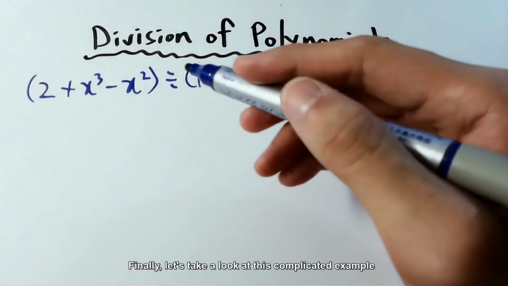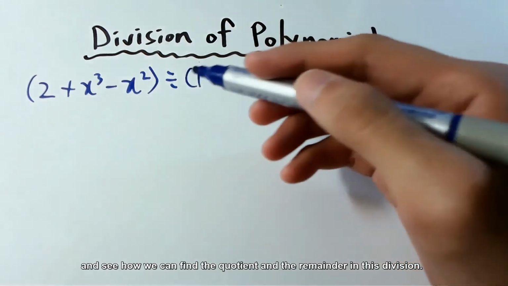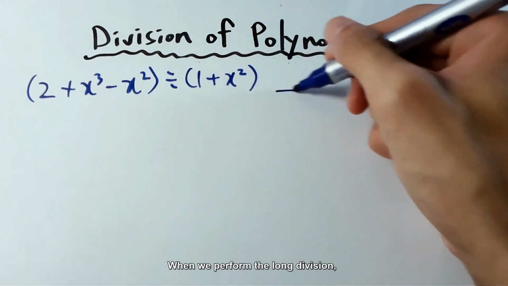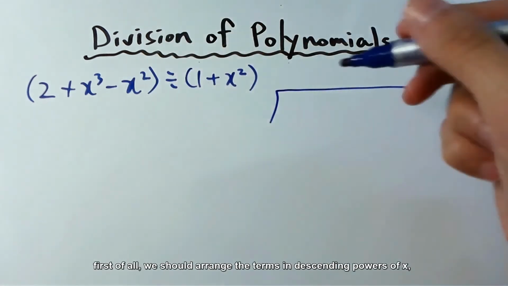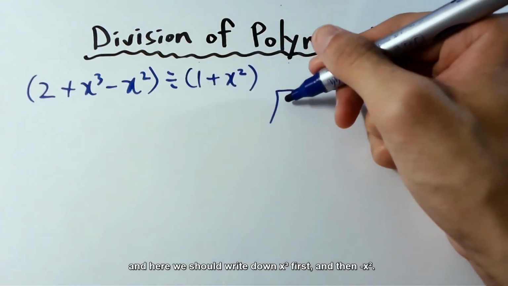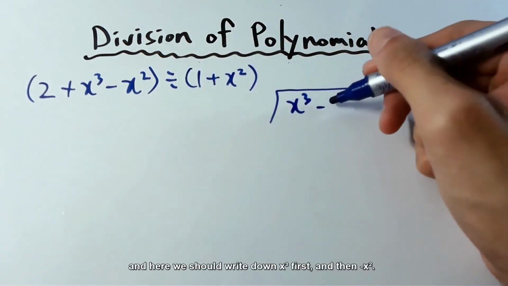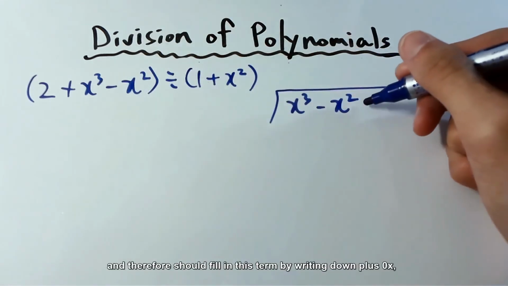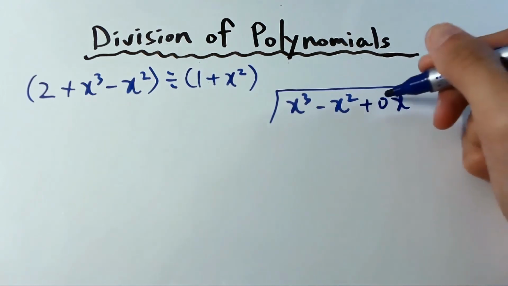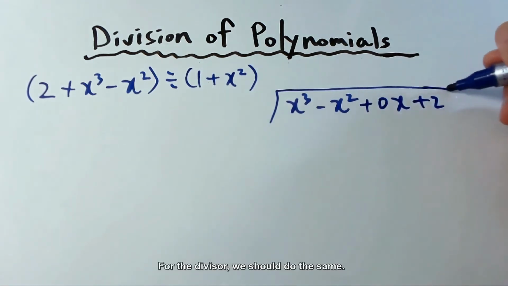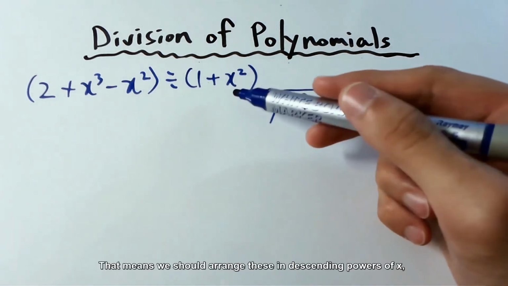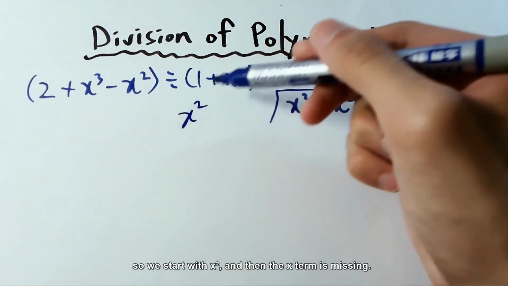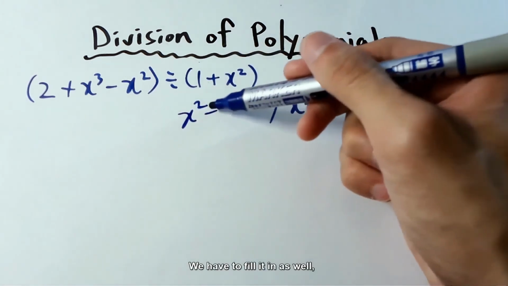Finally, let's take a look at this complicated example and see how we can find out the quotient and the remainder in this division. When we perform the long division, first of all, we should arrange the terms in descending powers of x. And here we should write down x to the power 3 first and then minus x squared. Here the x term is missing, and therefore we should fill in this term by writing down plus 0x. And finally plus 2. For the divisor, we should do the same. That means we should arrange this in descending powers of x. So we start with x squared, and then the x term is missing. We have to fill in as well.